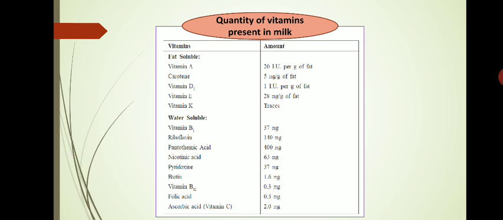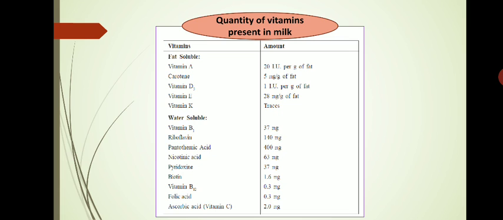You can see in this particular slide the quantity of vitamins present in milk and their average concentration. You can see two types of vitamins are there. These are classified basically as fat soluble vitamins and water soluble vitamins. In the fat soluble category, you can find vitamin A, then carotene, then vitamin D3, then vitamin E, then vitamin K, and on the right side their amount is given and they are present in very trace amount.